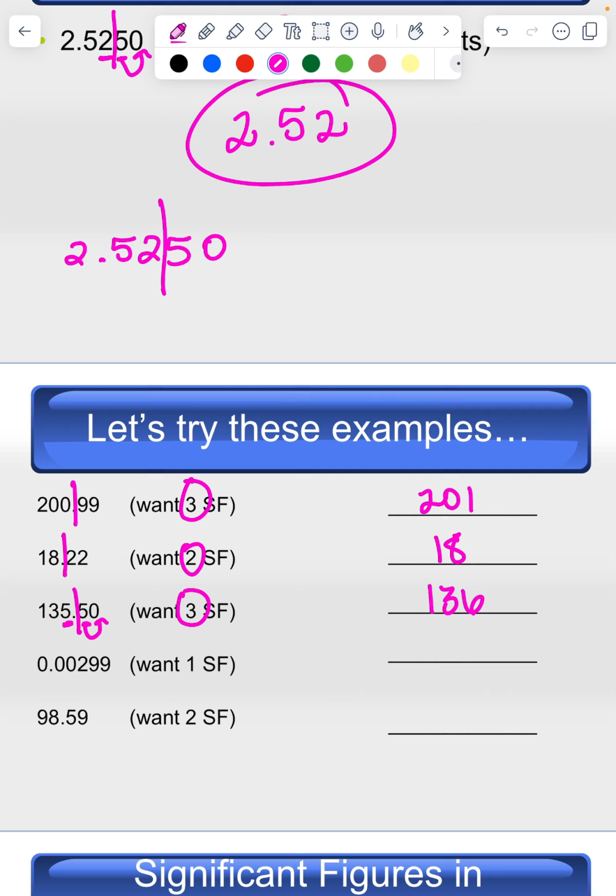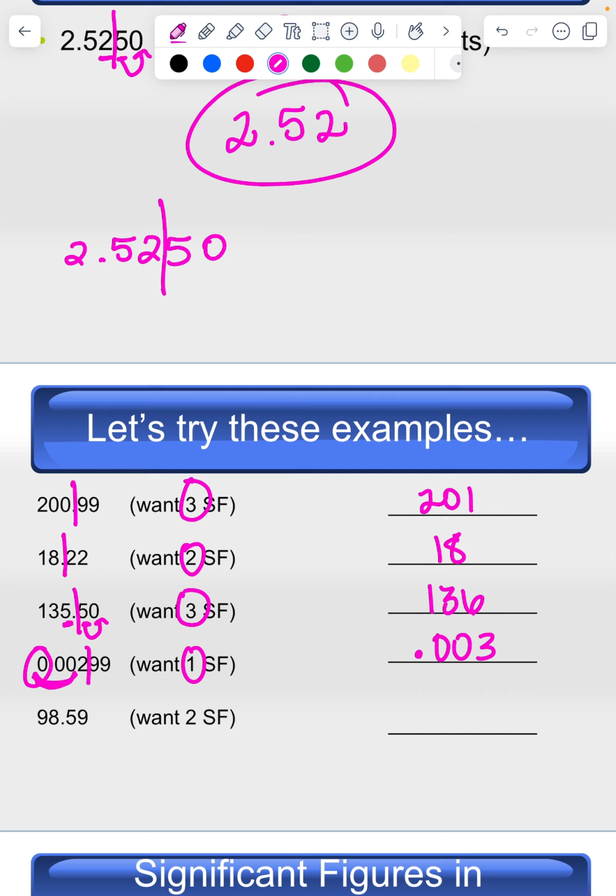For this number, I want 1 sig fig. You have to remember that all of these are leading zeros, so none of those are significant. So 2 is our first significant digit. We cut it off after the 2. There's a 9 there, so we round up. So our answer would be 0.003.